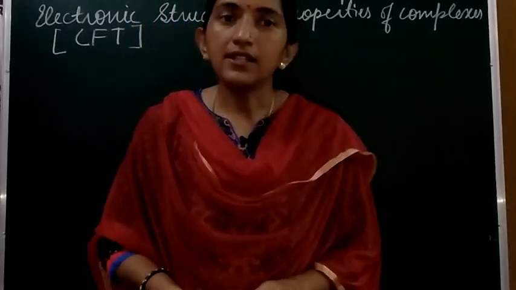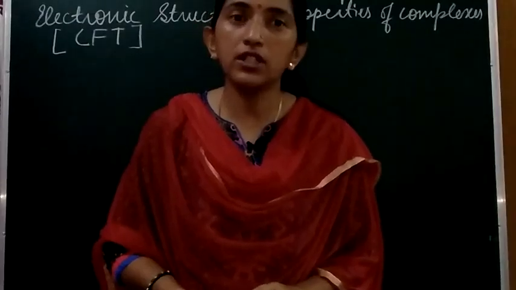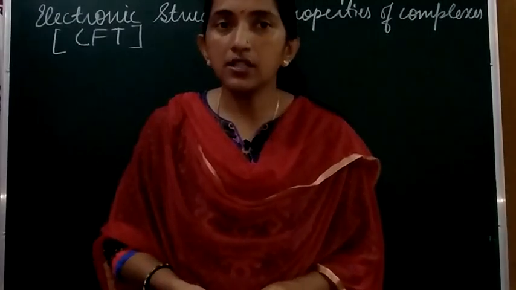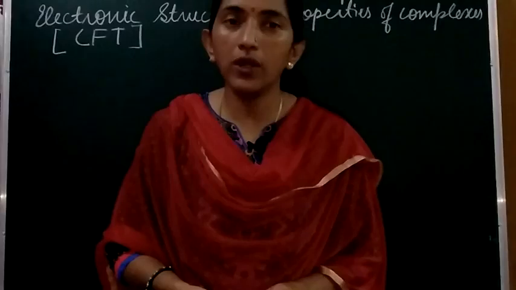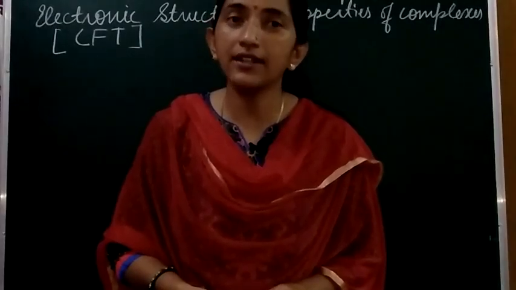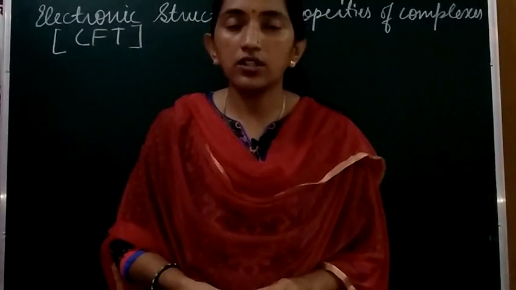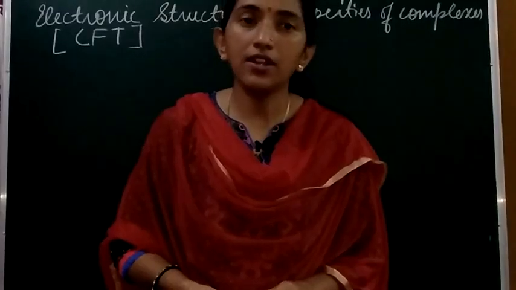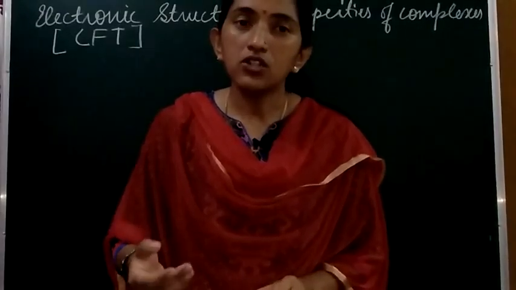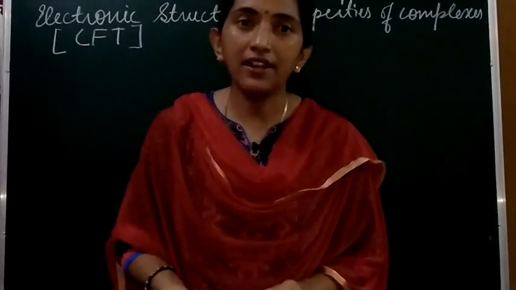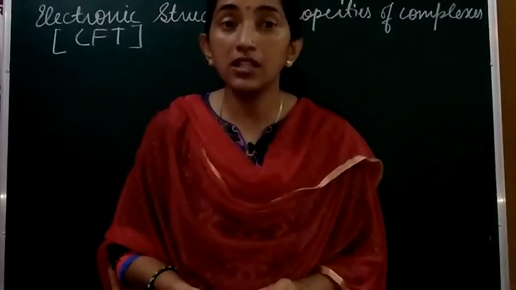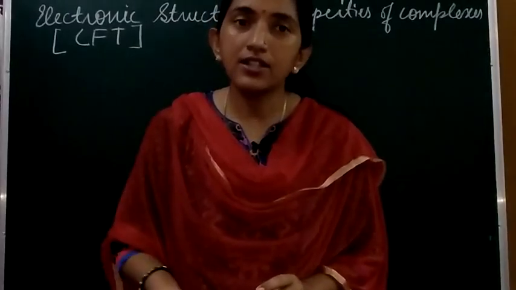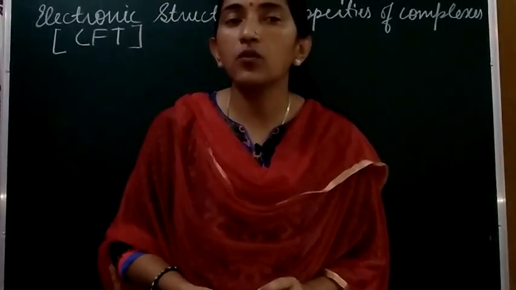The ligands cause the splitting of the d orbitals into two sets of orbitals: T2g, which has the lower energy, and eg, which has the higher energy in case of octahedral complexes. Whereas in case of tetrahedral complexes, the t2 set of orbitals will have the higher energy, and the e set of orbitals will have the lower energy.